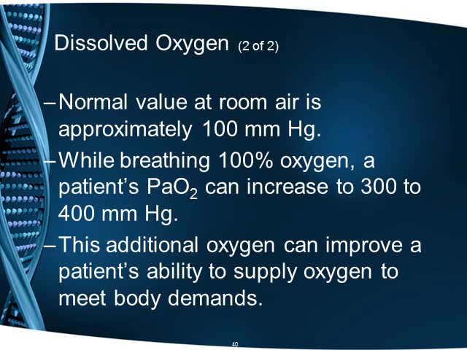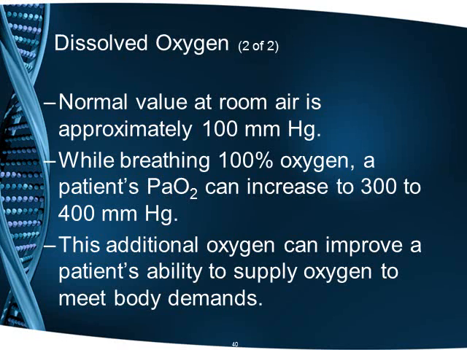We're not talking about percentages here. We're talking about looking at what the normal value of dissolved oxygen is. While breathing 100% oxygen, a patient's PaO2 can increase to 300 to 400 millimeters of mercury. Okay, what we call that is hyperoxygenation. Okay, they are hyperoxygenated.